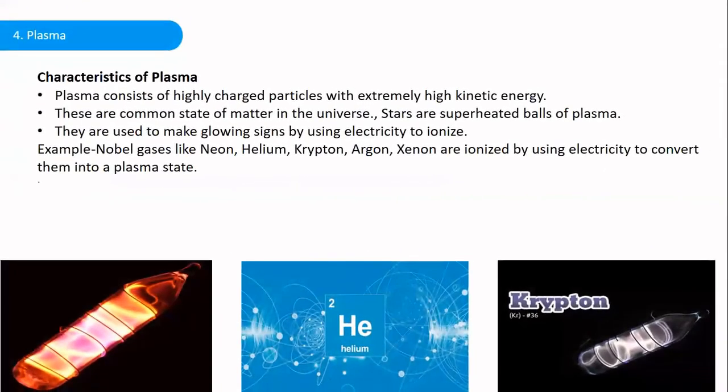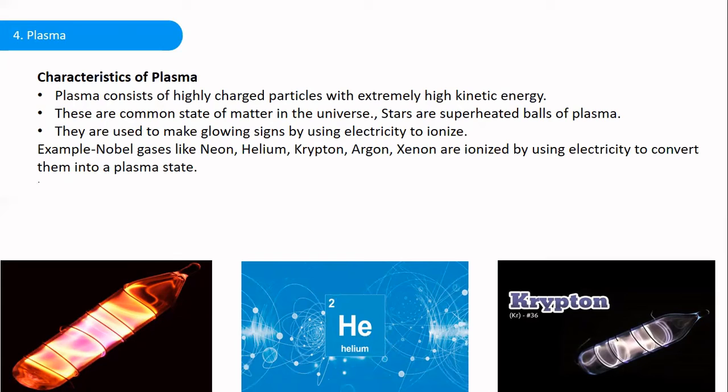Now, the fourth state of matter is plasma. Plasma consists of highly charged particles with extremely high kinetic energy. They are completely in motion, and this is a common state of matter in the universe, but we do not see it around us. Stars are superheated balls of plasma. The stars which you see in the universe are actually balls of plasma.